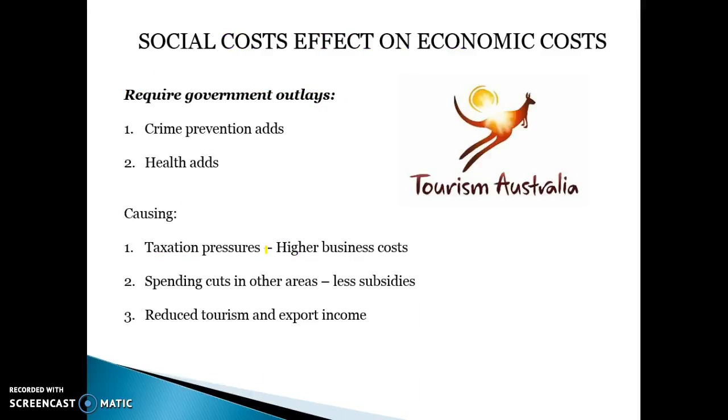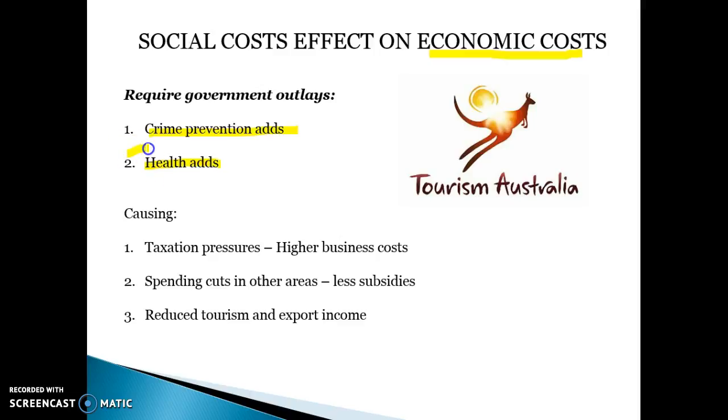Some of these social costs can actually lead to economic costs, so they can affect the budget, they can affect Australia's material living standards. So for example, if there's a lot of crime going on, that can lead to more crime prevention ads, which costs the government money. If people's health is deteriorating because of a lack of opportunity to healthcare, that can lead to more expenditures for the government trying to promote health.